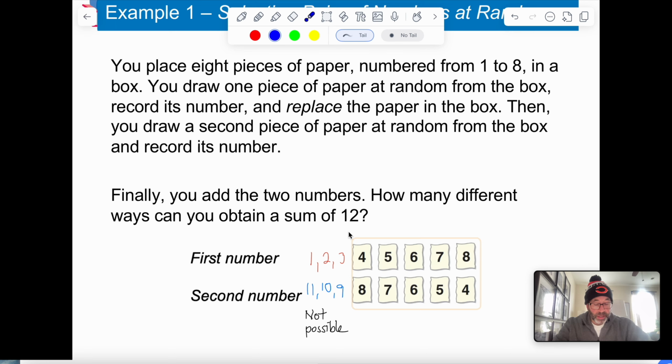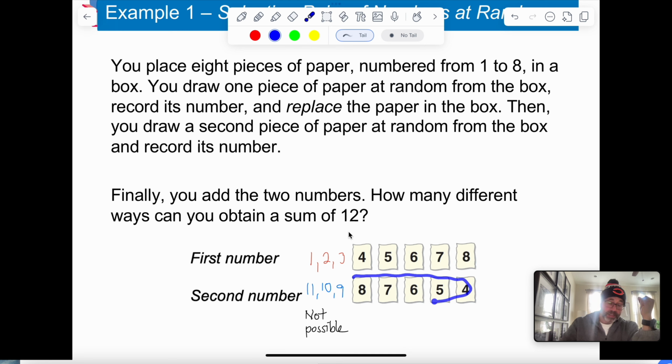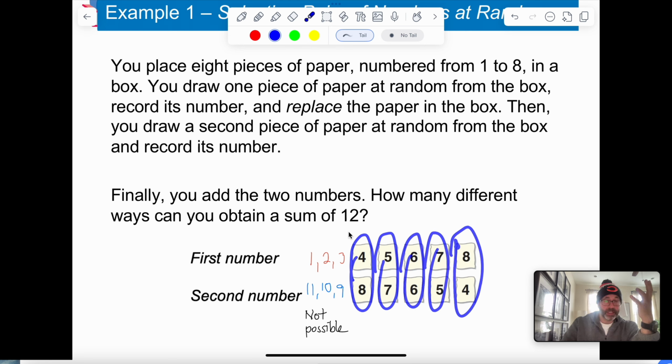So then let's imagine the other scenarios. If I was to pick a 4, a 5, a 6, a 7, or an 8. So let's say on my first pick, I go ahead and pick out a 4, a 5, a 6, a 7, or an 8. In order to get it to add to 12, and I put the paper back, my second paper would have to be then an 8, a 7, a 6, a 5, or a 4. So these are the possibilities. There are 1, 2, 3, 4, 5 different ways that I can get this.